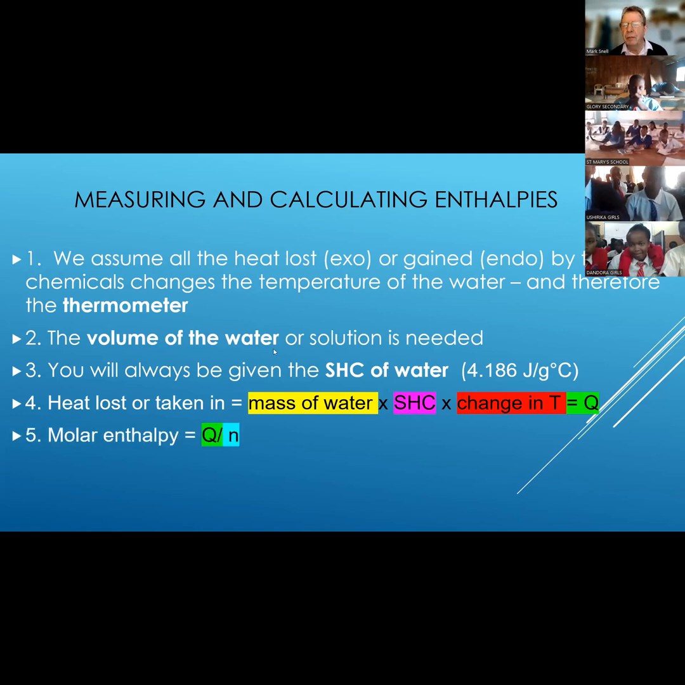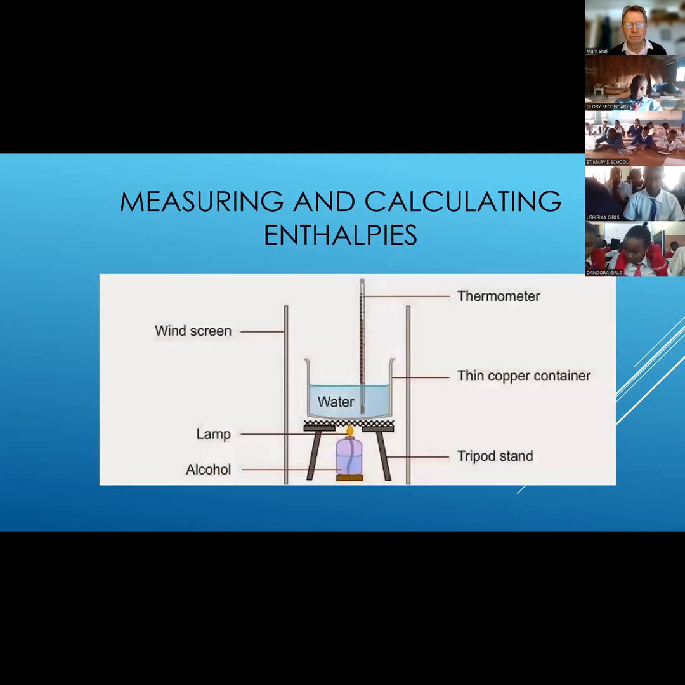Now, most of the time we need the molar enthalpy. That's the energy given out per mole. The molar enthalpy is that energy, Q, divided by the number of moles which have reacted. So it's the mass of water times specific heat times the change in temperature, all over the number of moles heating it. So let's have a look at a question.